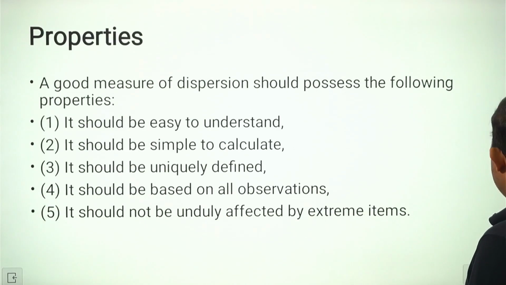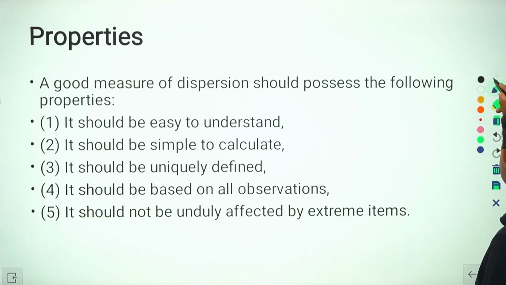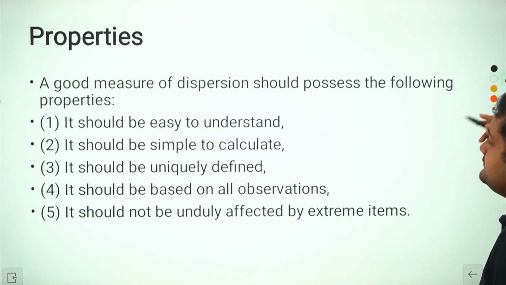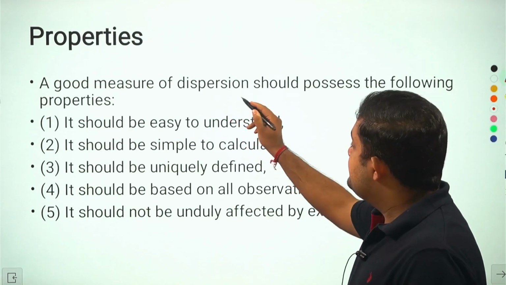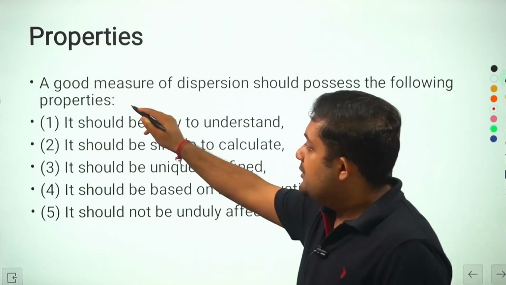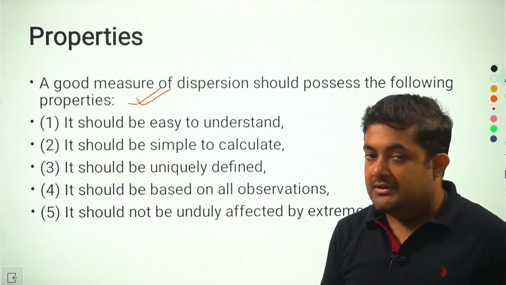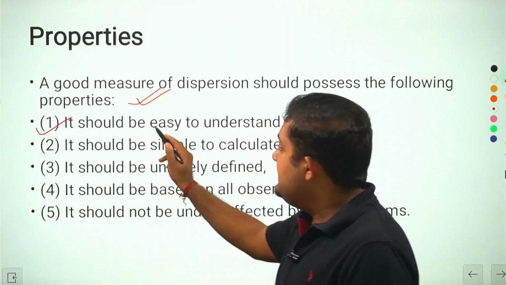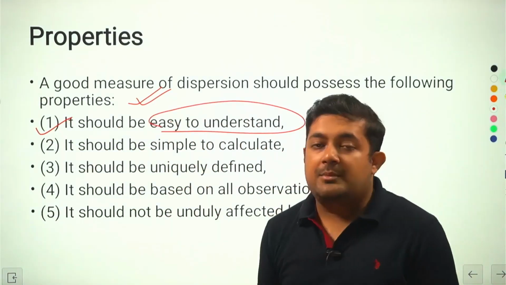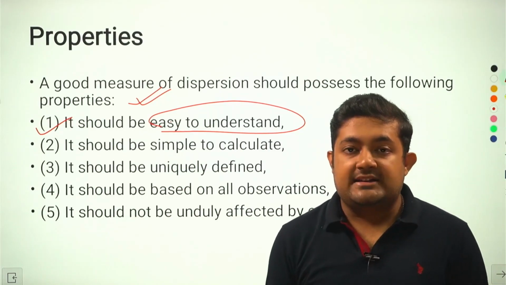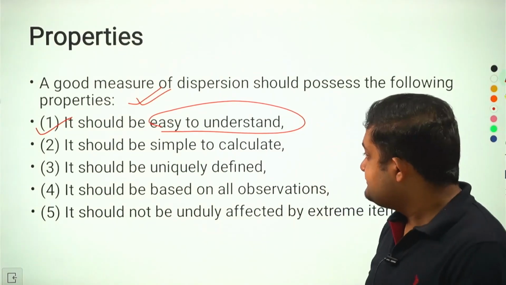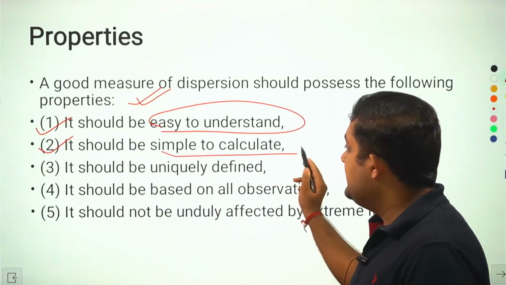So basically, what are the properties of measures of dispersion? A good measure of dispersion should possess the following properties. So what are the properties? First, it should be easy to understand. So our measures of dispersion should be easy to understand. It should be simple to calculate.